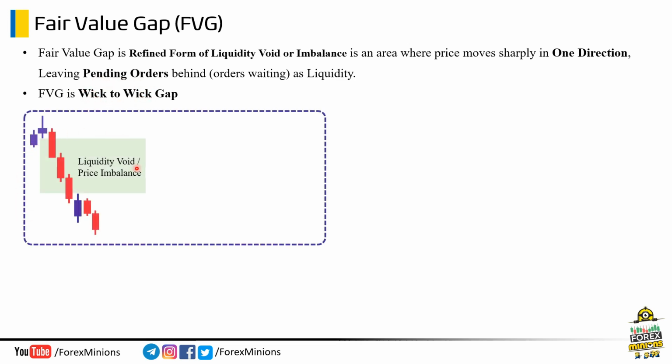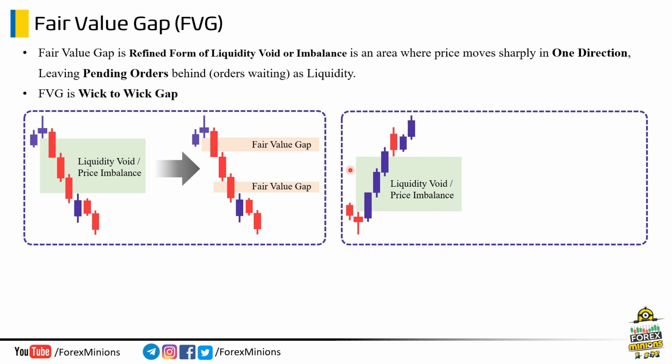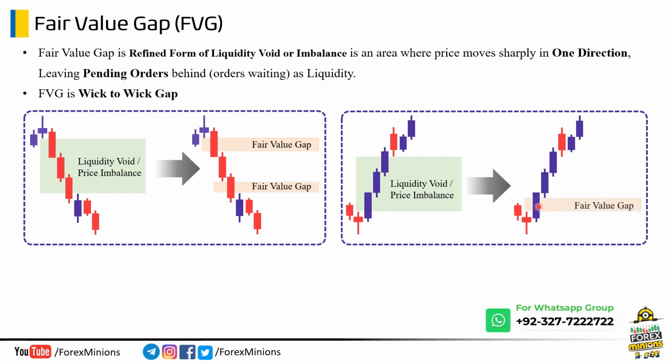This is a diagram of a liquidity void. If we transpose it here to find fair value gap zones, then you must note this area. Notice that this wick to wick gap is the fair value gap. Similarly, this wick to wick gap is also an FVG zone. Now, let's understand it for a bullish sample. If we check this liquidity void and refine it to fair value gaps, then this wick to wick distance or gap will be considered as the fair value gap. Similarly, here is another fair value gap zone.